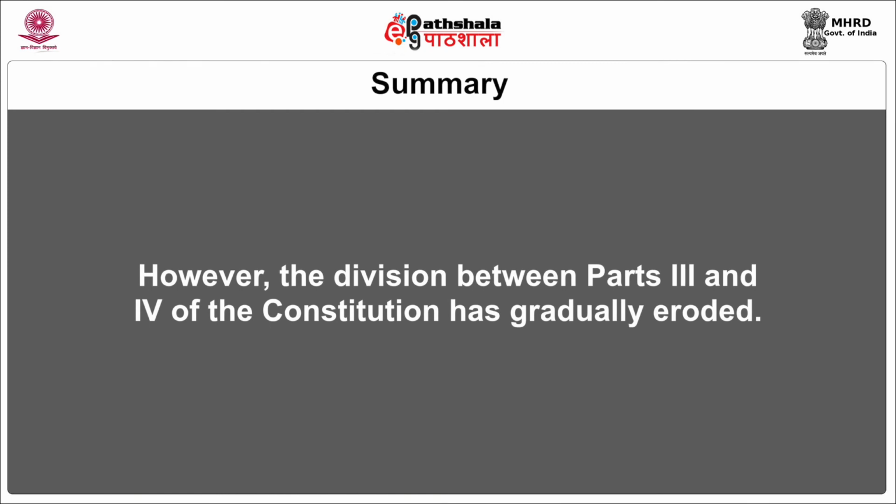Fundamental rights were placed in Part 3 of the Constitution and could be enforced in court. Directive Principles of State Policies, or DPSPs, were included in Part 4 and were explicitly non-justiciable. The DPSPs were drafted as aspirational policy goals to be progressively realized by elected representatives without any judicial interference. However, the division between Part 3 and Part 4 of the Constitution has gradually eroded.